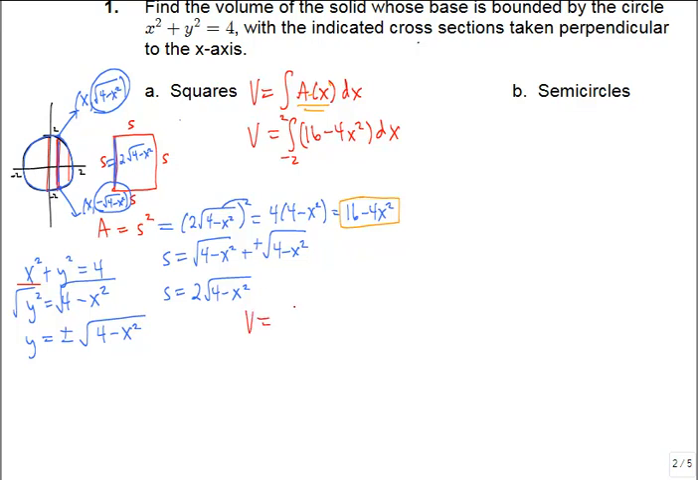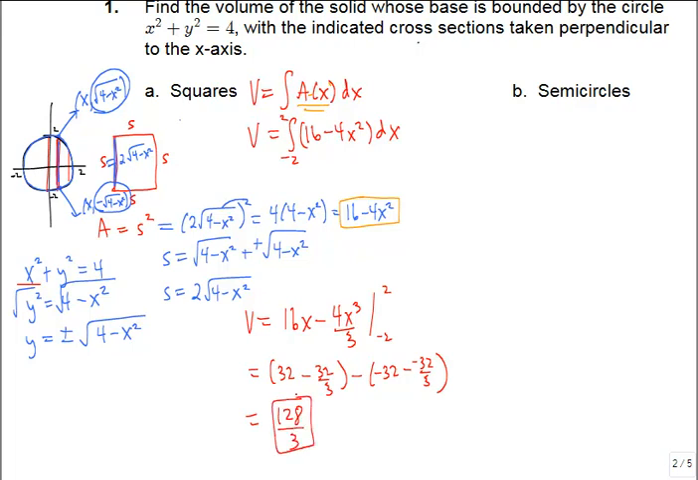You could integrate. The integral of 16 is 16x. The integral of 4x squared is 4x cubed over 3. And then you would plug in -2 and 2 and subtract. So this would give you 32 minus 4 times 8 is 32 thirds. And then -32 minus a -32 over 3. And when you combine all that together, I'll let you do the arithmetic there, you get 128 over 3.